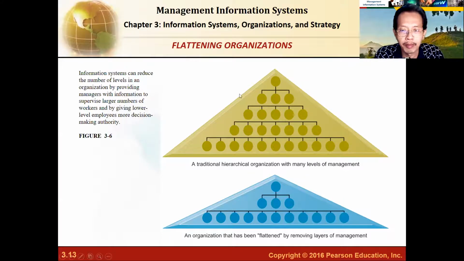You can't manage all those workers if you don't have a bureaucratic structure like this, if you did not use information technology. Because there's what we call span of control. Span of control is how many workers a manager could handle.